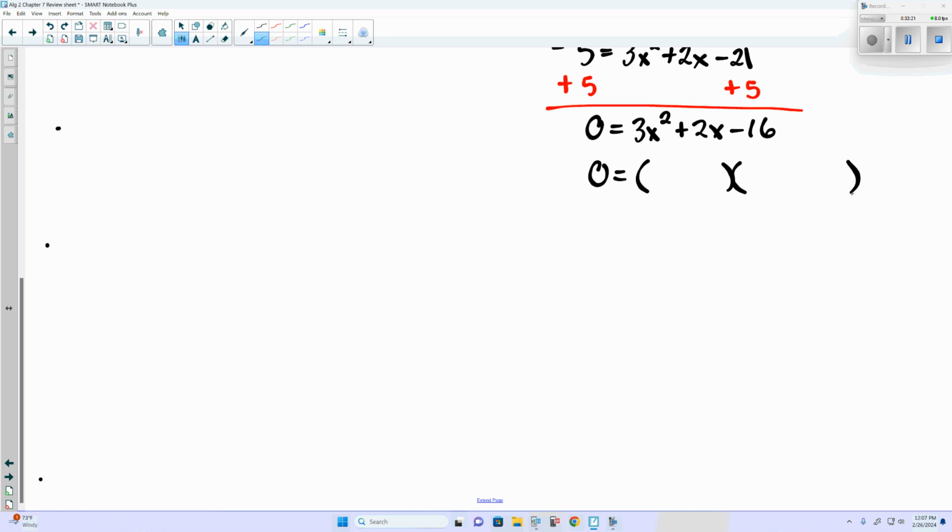Since the third term is negative, our signs are opposite. Factors of 3x squared, well, we would have x and x, 3 and 1. Factors of 16, 1 and 16, 2 and 8, 4 and 4. And we can go through the possibility of checking all these here.